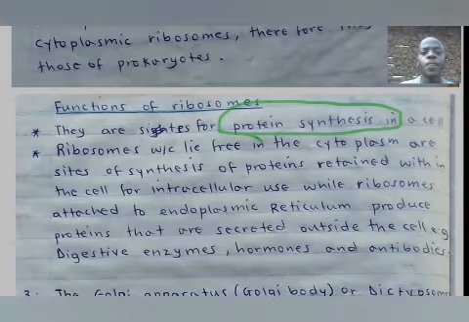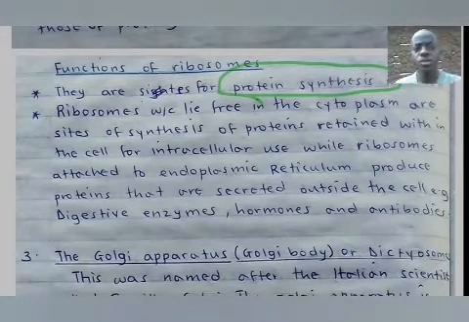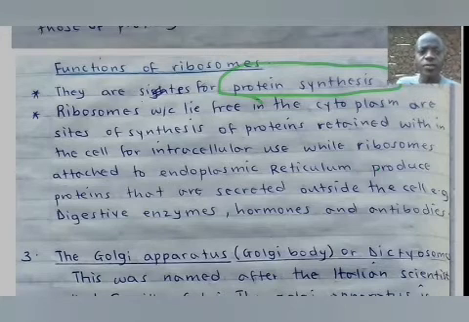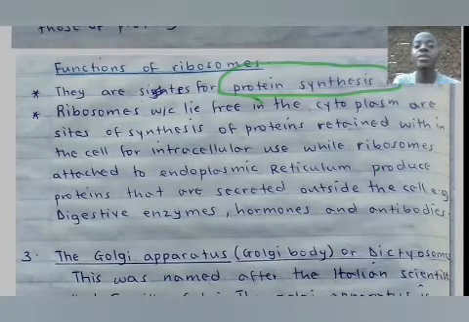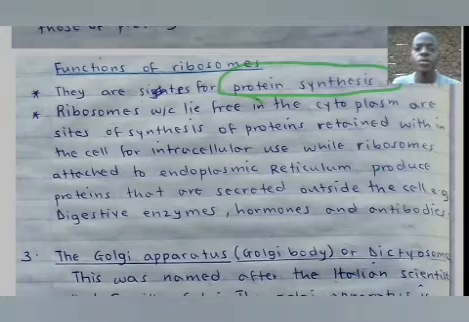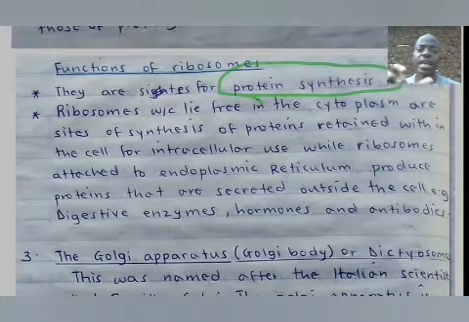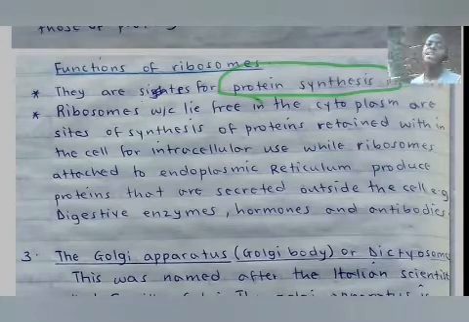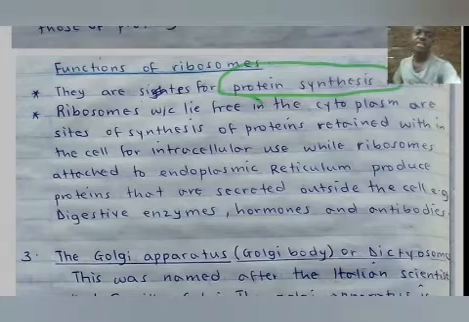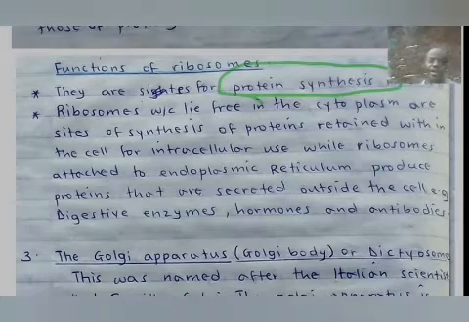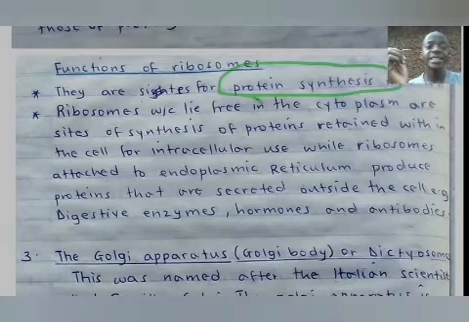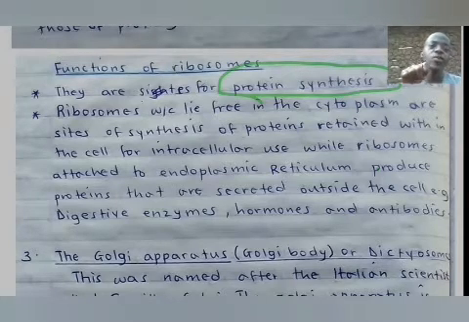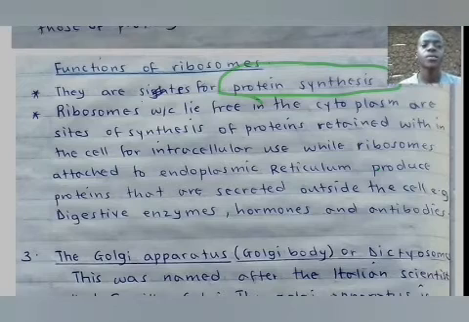Also, there are some ribosomes which lie free in the cytoplasm, and they are sites for synthesis of proteins which are retained within the cell for intracellular use. So the ribosomes that are found lying free in the cytoplasm, just lying anywhere in the cytoplasm, manufacture proteins that are retained in the cell for intracellular use.